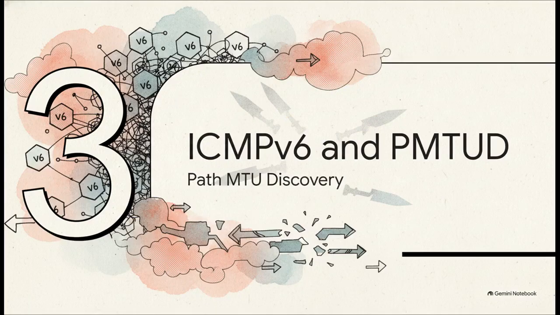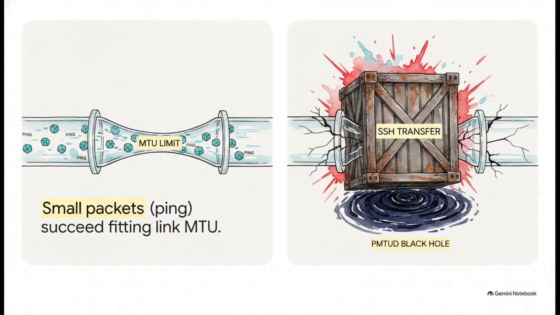All right, let's jump into Section 3, ICMPv6 and PMTUD discovery. You are going to love this one. It's a classic network engineering mystery. You try to ping a server, and those tiny little ping packets go through perfectly. But the absolute second you try to do anything useful with larger packets, like open an SSH session, load an HTTPS site, or copy a file, the connection just hangs dead right after the TCP handshake.